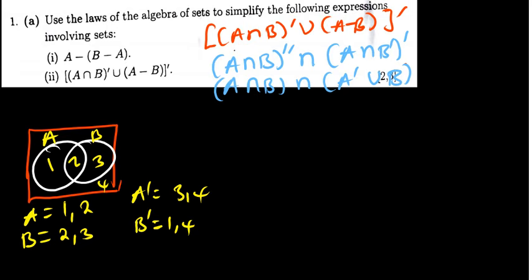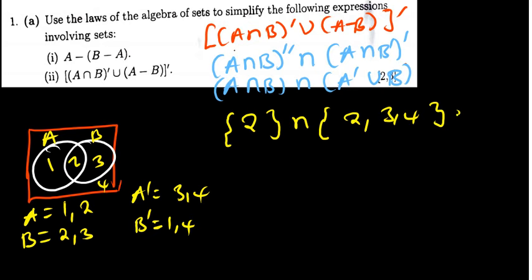Then you find now what is A intersection B. The numbers which are found both in A and B is 2. Okay? Intersection. A complement union B. A complement is 3, 4. B is 2, 3. Meaning it is 2, 3 and 4. Now the intersection between this and that is just 2.